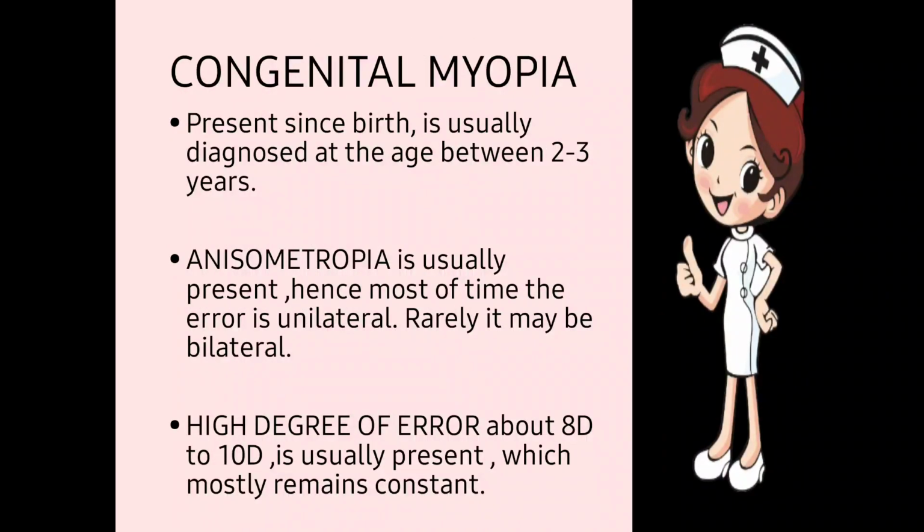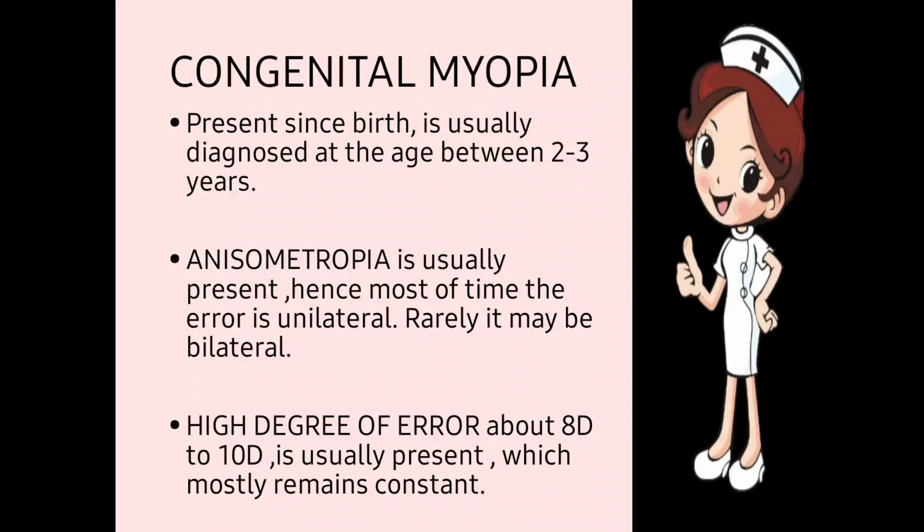Congenital myopia is a type of myopia which is present since birth. At the time of birth, the minus number is present in the child. It is usually diagnosed at the age of 2 to 3 years, when we get to know that there is myopia.